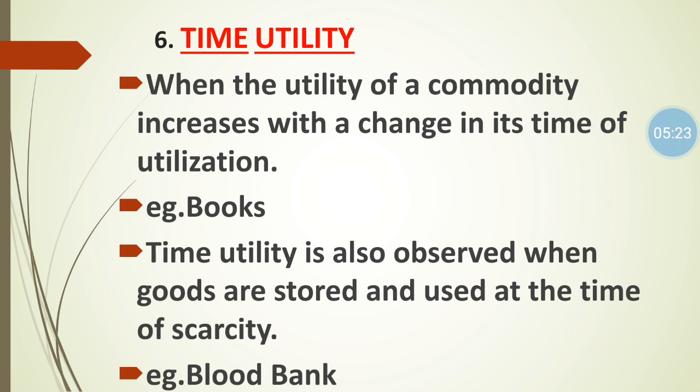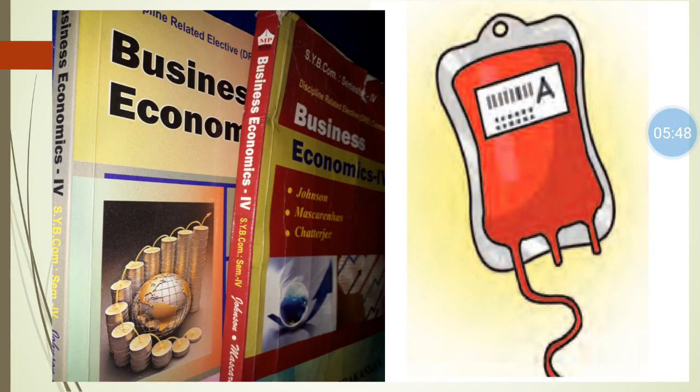Time utility is also observed when goods are stored and used at a time of scarcity. Scarcity means जब उसकी कमी हो. So time utility means sometimes we store goods and we use those goods when we require them, such as a blood bank. The bank collects blood and we can use that blood whenever we require it. You can see in the examples, books have more utility when there is an exam compared to the vacation, and a blood bank helps whenever we require it, whenever there is a scarcity of blood.